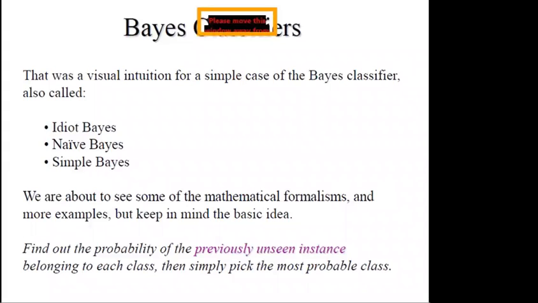If the probability of it belonging to the first class is higher, we'll pick the first class. Okay, this statement clearly defines what you are going to do in a Bayes classifier: find the probability of the previously unseen instance belonging to each class. So we are going to calculate the probability, and whichever probability is highest, we pick that as the class for the data. Naive Bayes classifier, also called idiot Bayes, naive Bayes, or simple Bayes. These are a few names for the naive Bayes classifier.